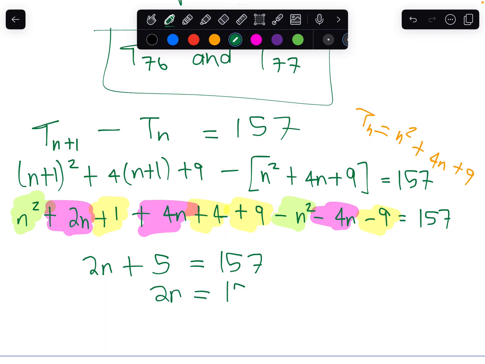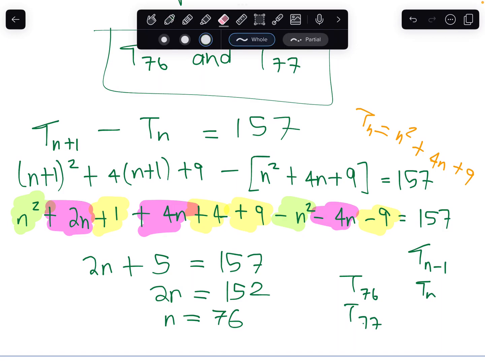So 2n is equal to 152, n is then equal to 76. So we know that it will be term 76 and term 76 plus 1, so term 77. And yeah, as a challenge to yourself, see if it would have worked if we had used term n minus 1 and term n instead. The hint is it should.